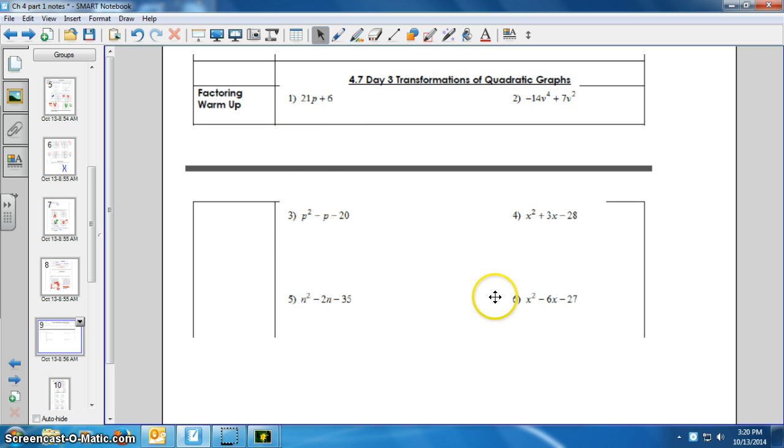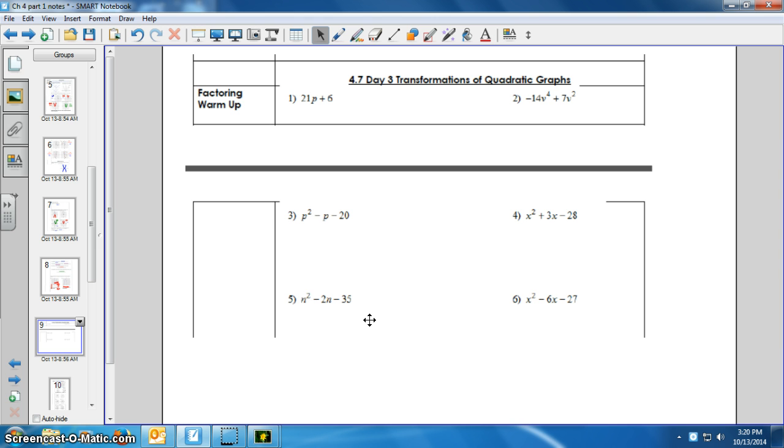And then these 3 through 6 are going to be the ones where we came up with the factors of the last term that add to get the middle, because we just have a front coefficient here of the squared term that's 1. So we can do that split the middle method. So go ahead and try that. All of those on your own.